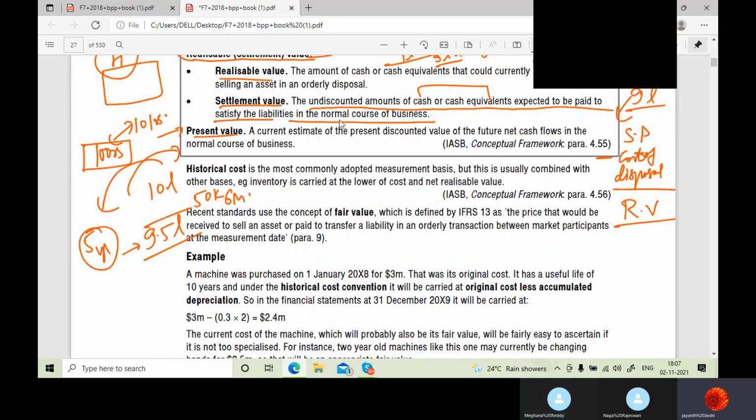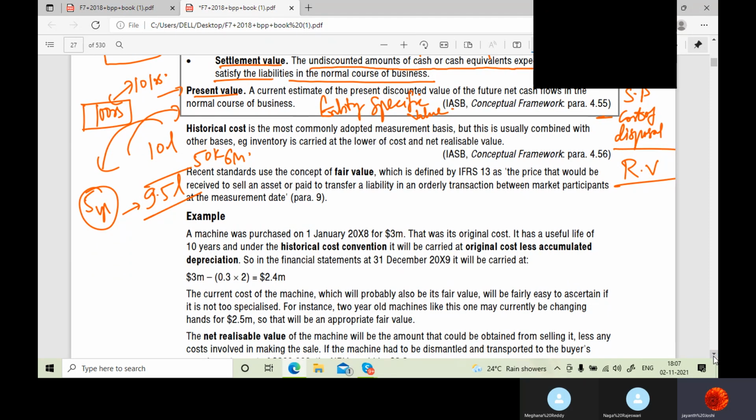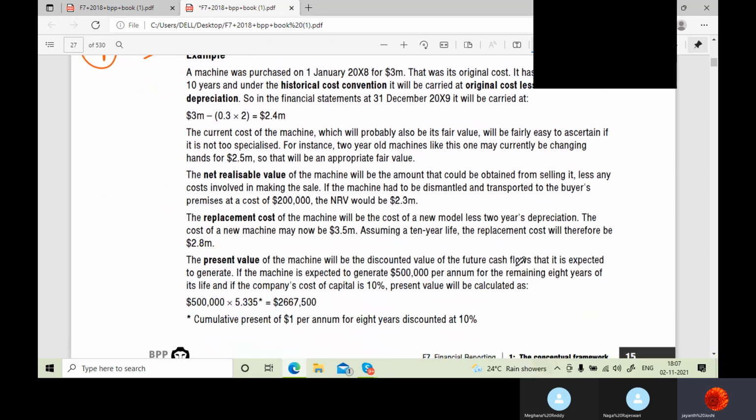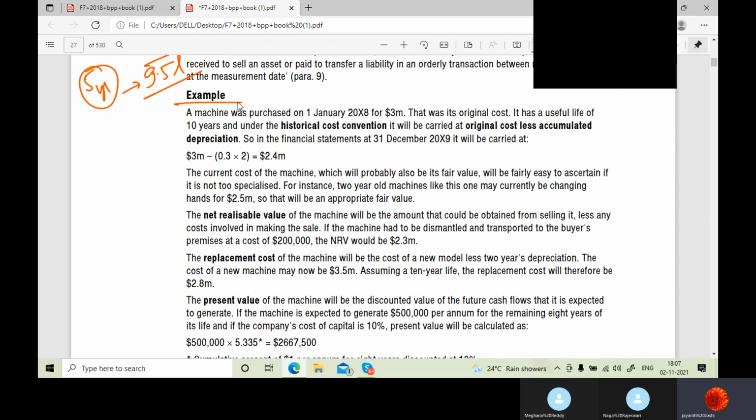And present value, you already know the present value of future cash flows. So this is also a way to measure the value of assets. When you don't get the market value easily, we have already discussed the entity specific value, am I right? Yes, sir. So entity specific value is nothing but present value of future cash flows. That is entity specific value when you don't get a market value easily for an asset or fair market value doesn't exist. So here is a historical cost example.